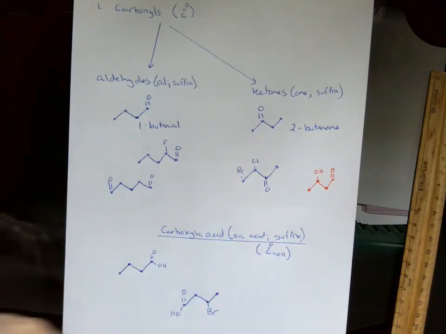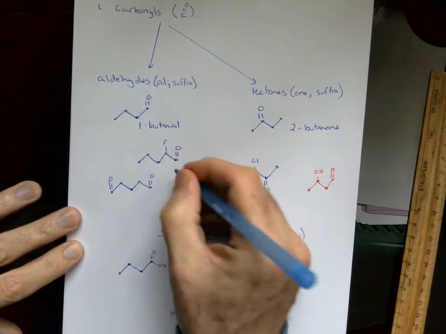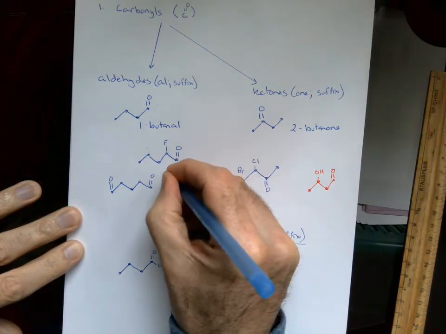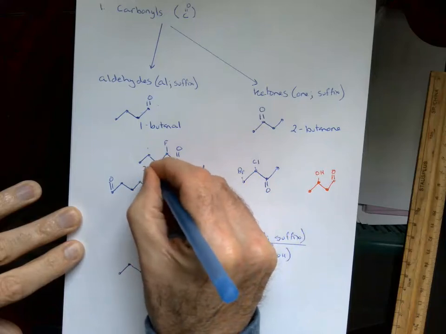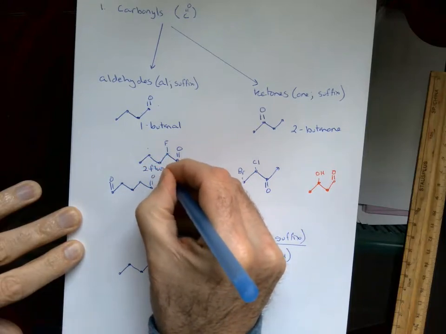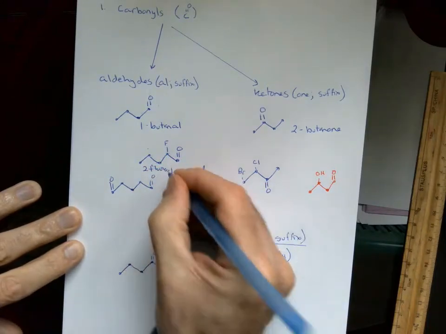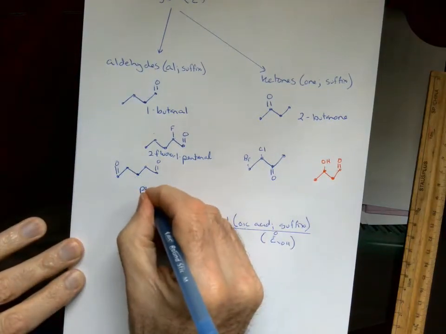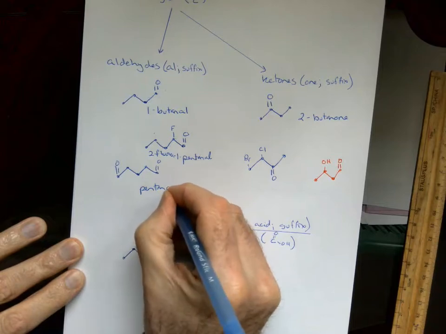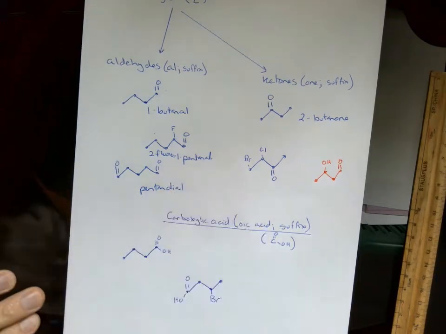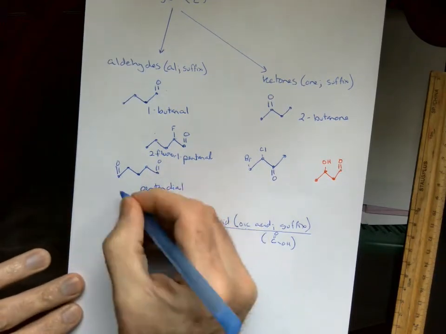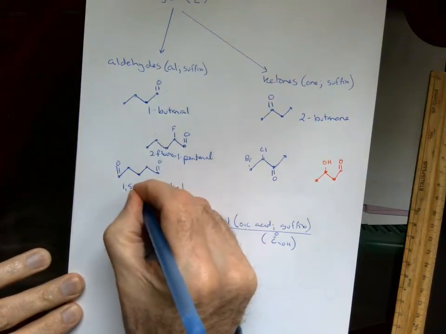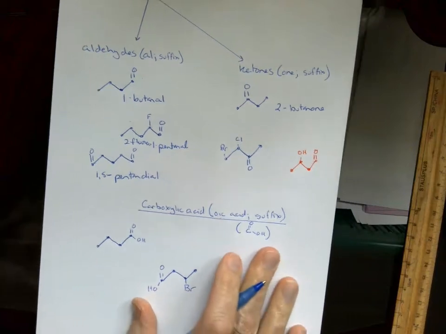Just a couple other examples here. 1, 2, 3, 4, 5. It's pentanal. You can call it 1-pentanal if you want, and it's 2-fluoro. 1, 2, 3, 4, 5. It's pentanedial. There's two of them there. Where are they? They are in the 1 and 5. So it's 1,5-pentanedial.